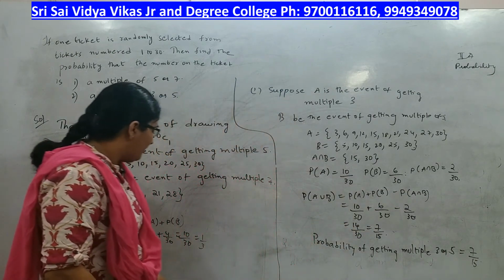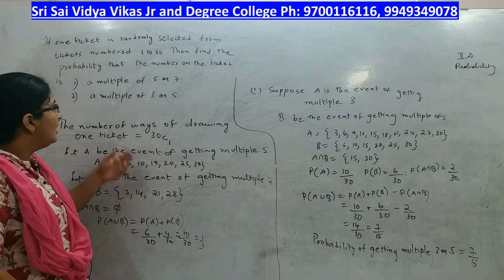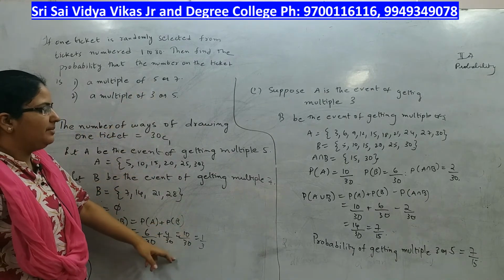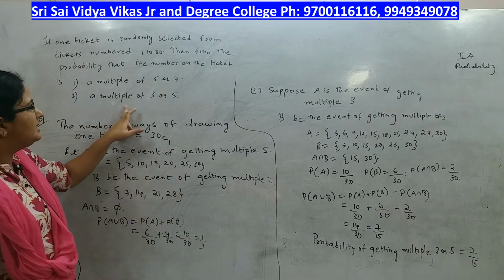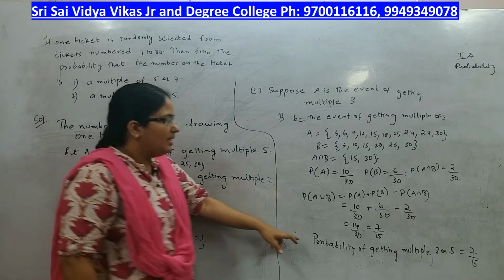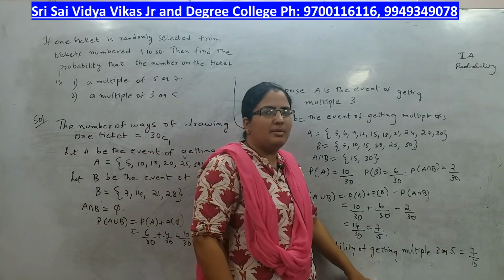So the probability of getting multiples of 5 or 7 is 1 by 3. Probability of getting multiples of 3 or 5 is 7 by 15. That's about this problem.